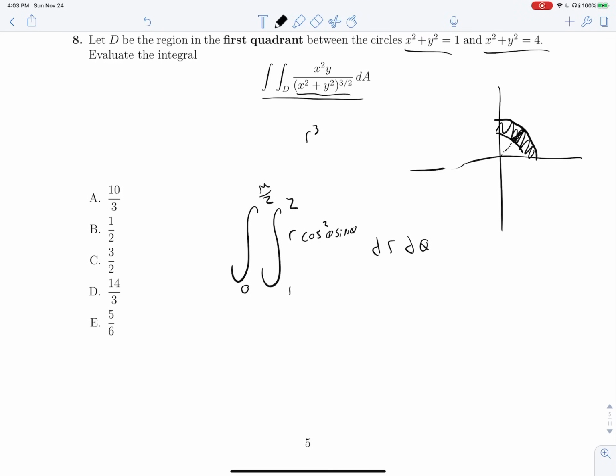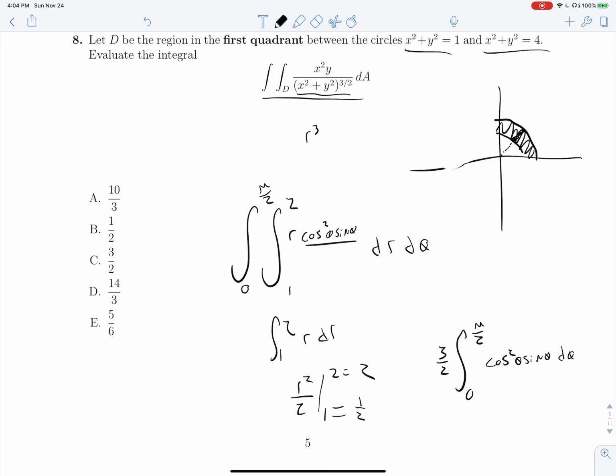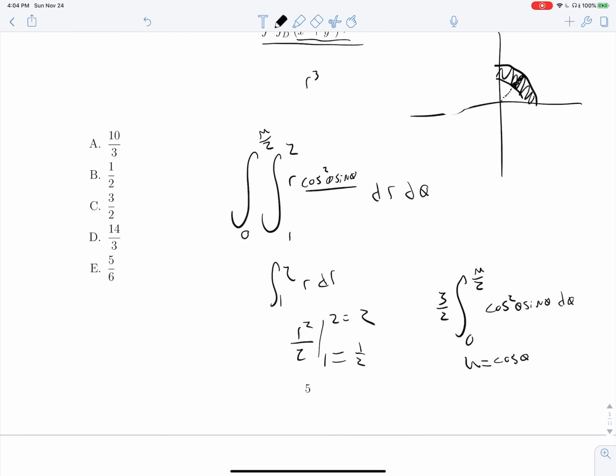So let's disregard this for a second and just focus on the integral from 1 to 2 of r dr. This is going to be r squared over 2 evaluated on 1 to 2. This will be 2. This will be 1/2. So we're left with 3/2, times the integral from 0 to pi over 2 of cosine squared theta sine theta d theta. Let's set u to be cosine of theta and du to be negative sine theta d theta.